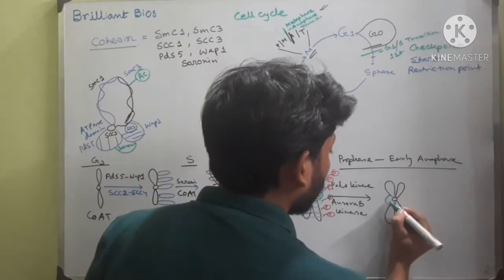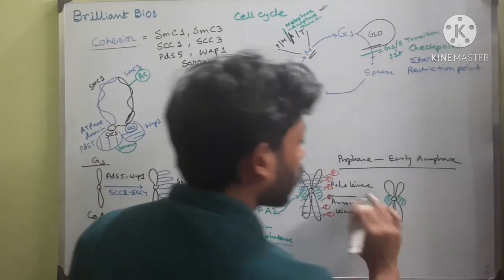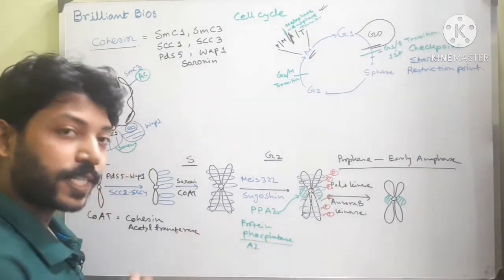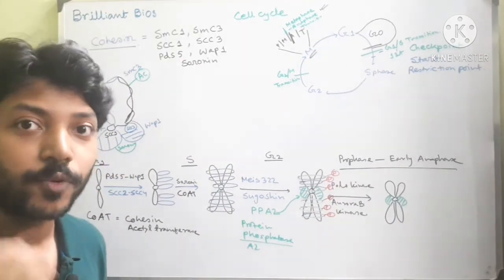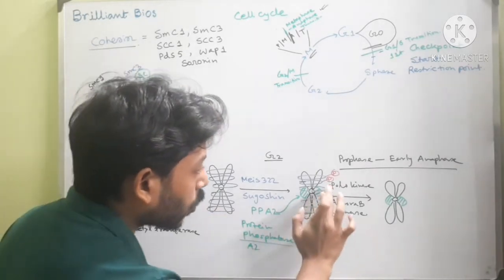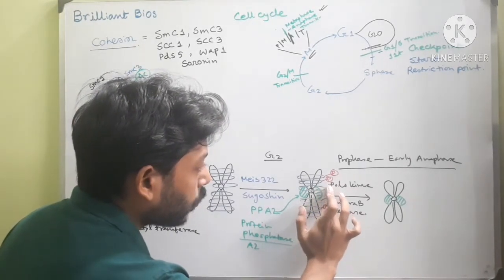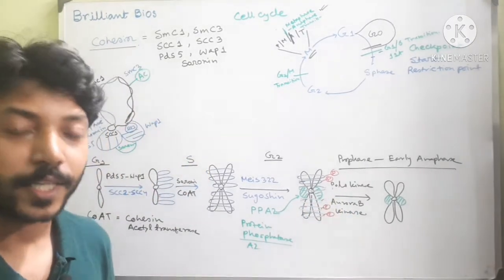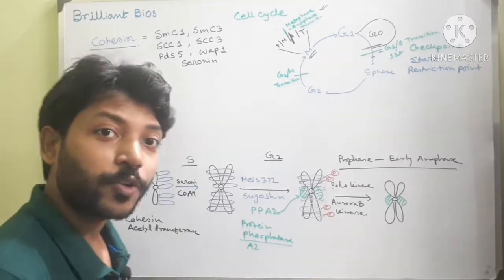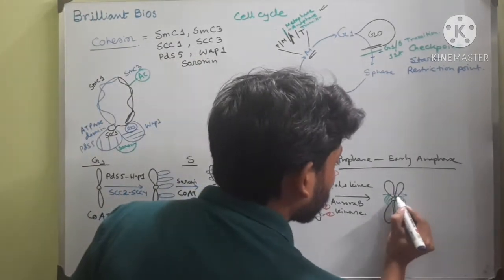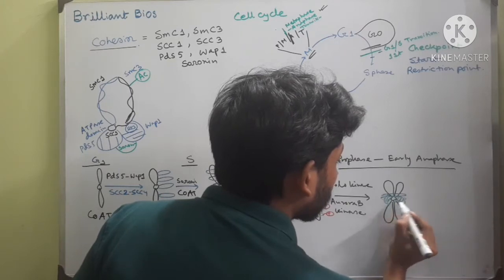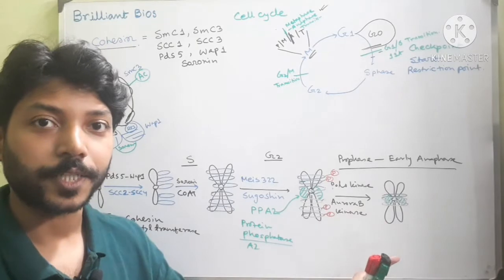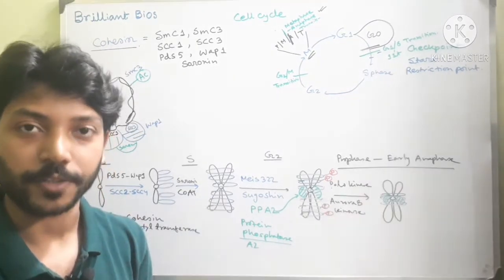There is a PP2A, so it will be removed from the chromosome. But as the name suggests, protein phosphatase, that means it is an enzyme that can remove the phosphate group. So the cohesin that are surrounding the centromere, they don't remain phosphorylated, so they are not removed. The cohesin surrounding this centromere remains attached, and that helps the two sister chromatids to remain attached with each other.